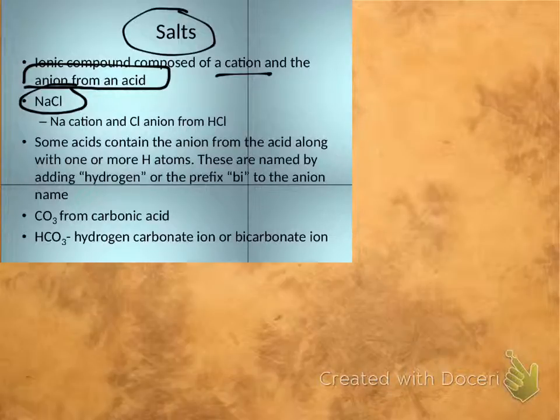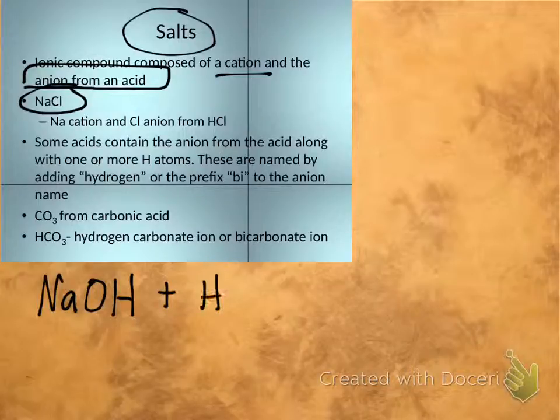So if we take sodium hydroxide, this is household lye. It's a drain cleaner. We'll use it when we make soap. We do a soap making lab in chapter 9, and you'll use sodium hydroxide. It's a base. It's an alkaline substance. It's nasty, nasty stuff. If we mix that with hydrochloric acid, we get two products.